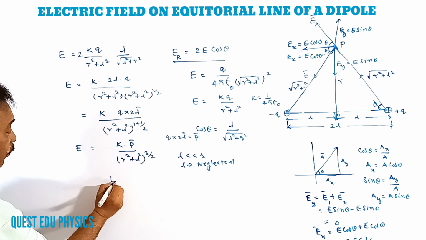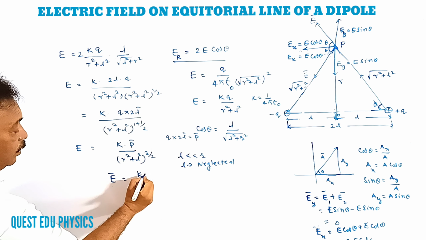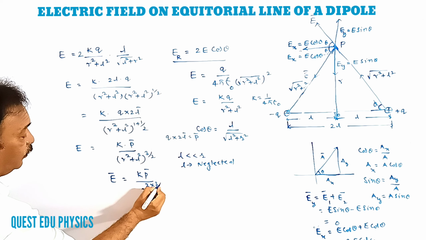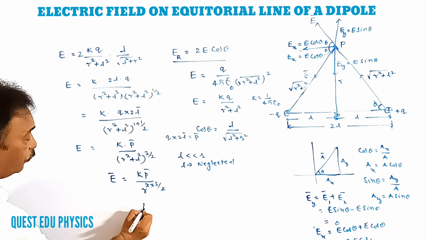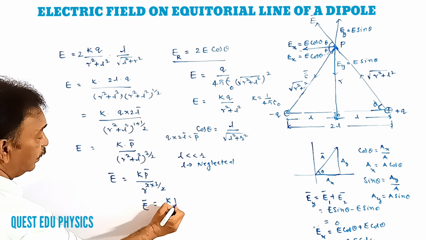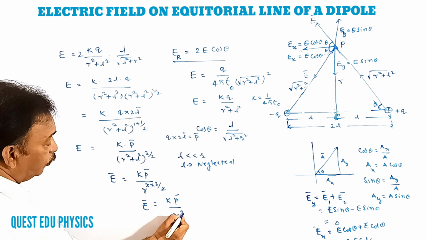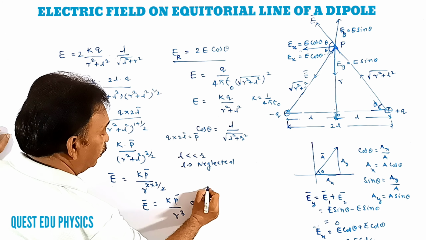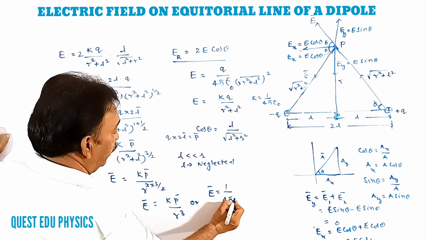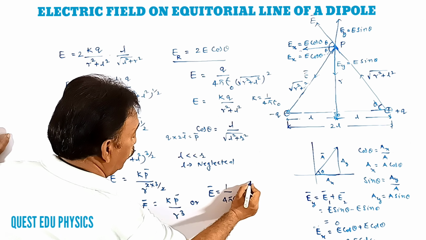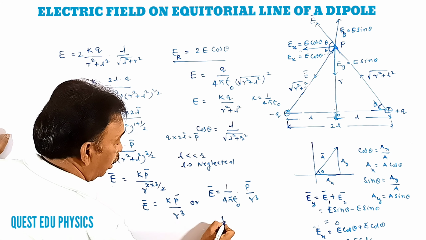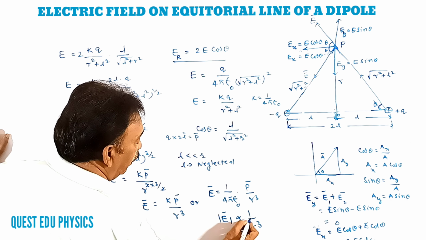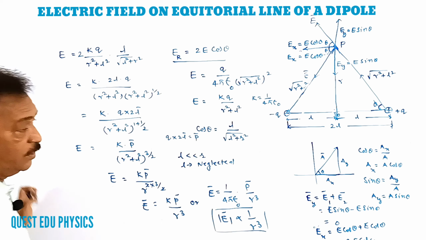Then finally we get E is equal to, I'm taking the vector notation, K P bar by R square whole to the power of 3 by 2, to get cancelled. And finally we have E bar is equal to K P bar by R cube. Okay, students, or if you substitute the value of the K here, you get E bar is equal to 1 by 4 pi epsilon naught into P bar by R cube, or you can write magnitude of E bar is proportional to 1 by R cube. It is the desired equation, students.